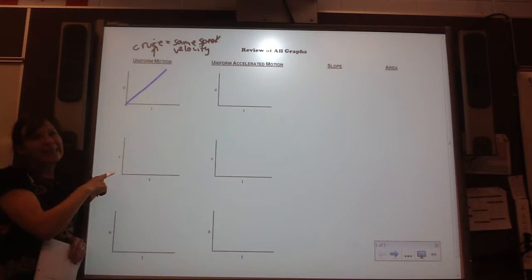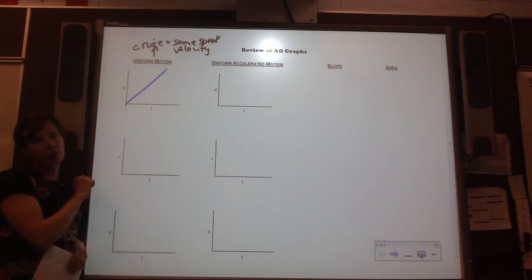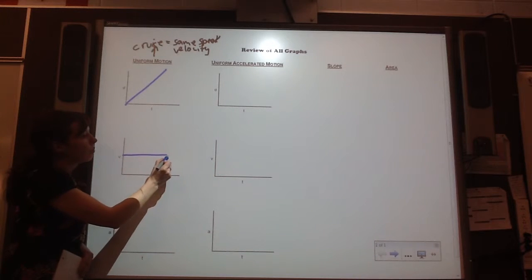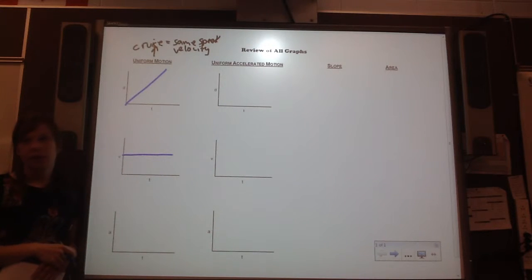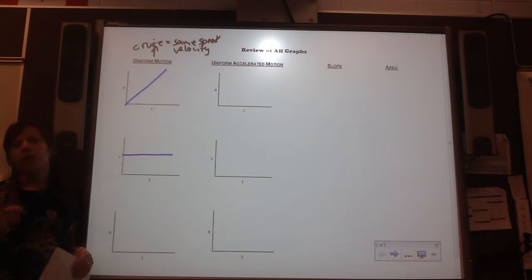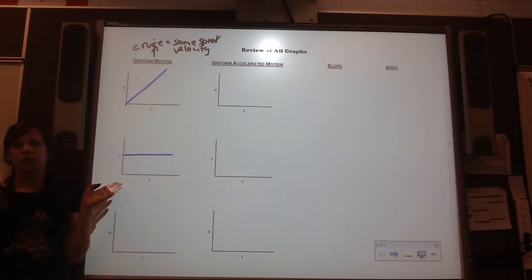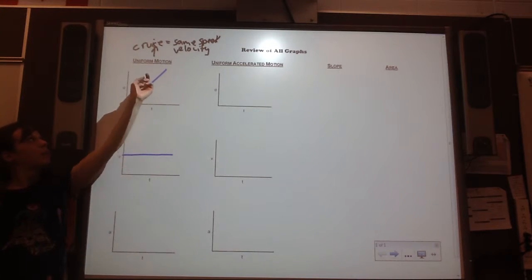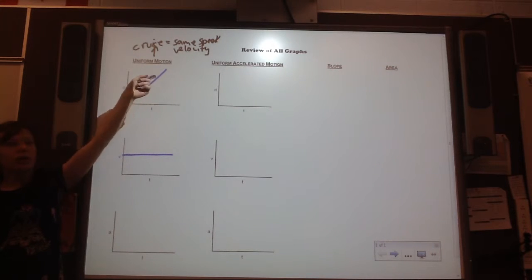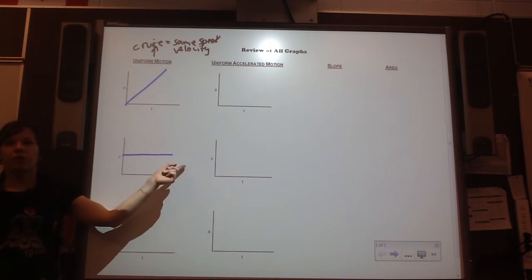So for a VT graph, what would uniform motion look like? That one would be straight across. Are we actually writing these ones down? Yes, now these are the correct ones. Do you see that these represent the same object moving? The object is moving at a uniform motion.